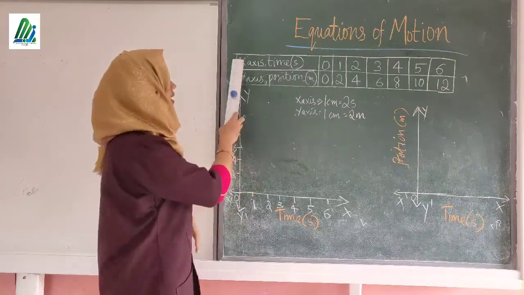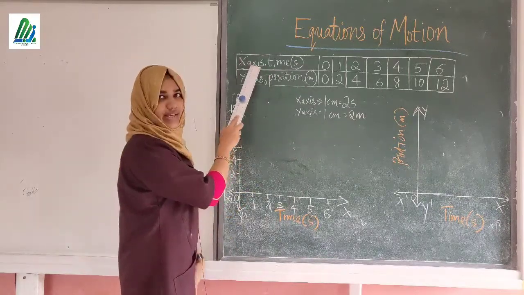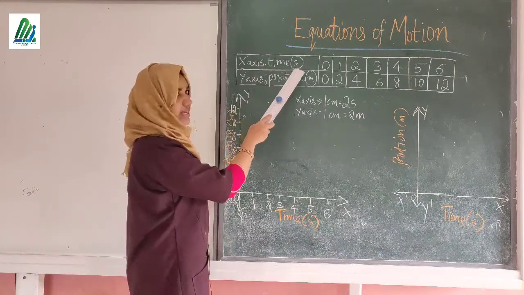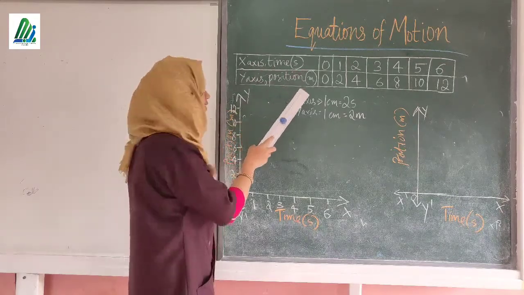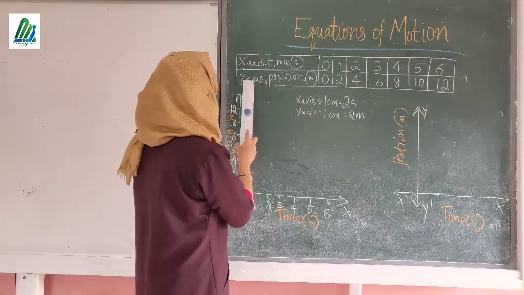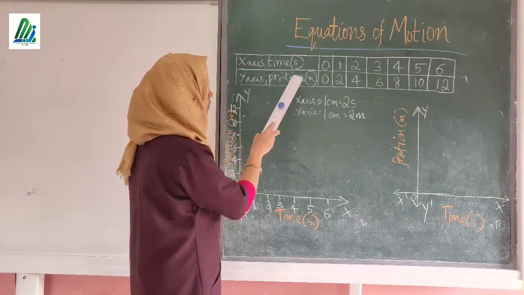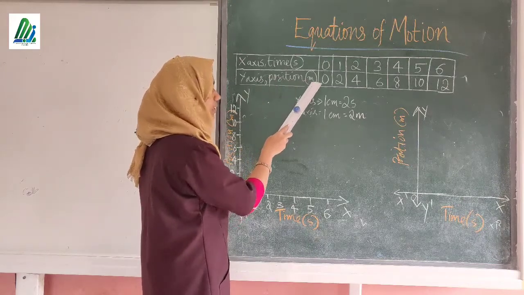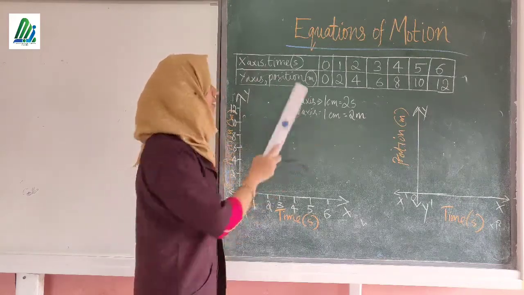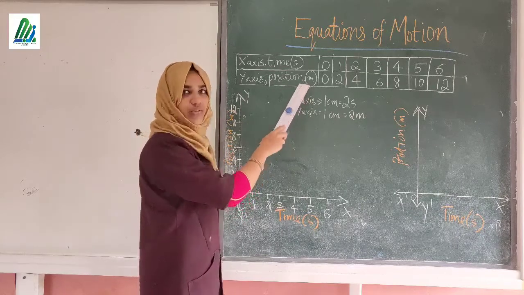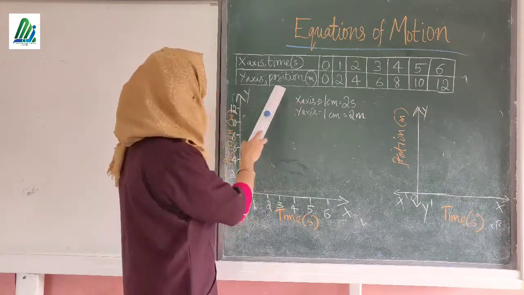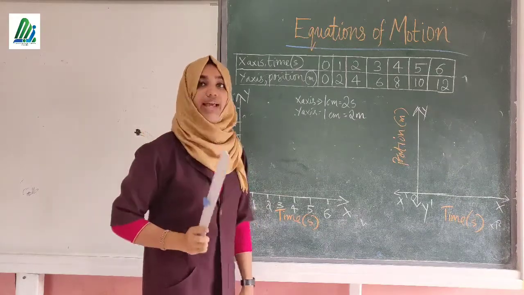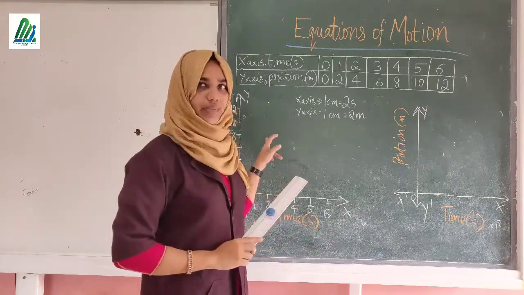Here, in the x-axis, we want to mention the time. The unit of time is second. In the y-axis, we want to mention the position. The unit also we want to represent there. Here the unit is meter. So with this given data, we are going to draw a position time graph.